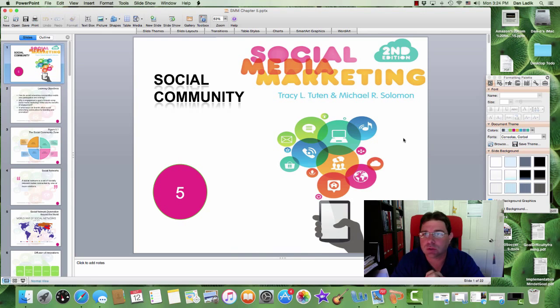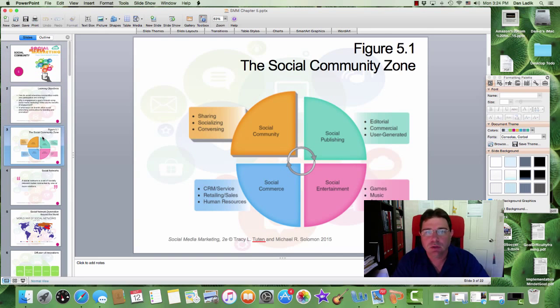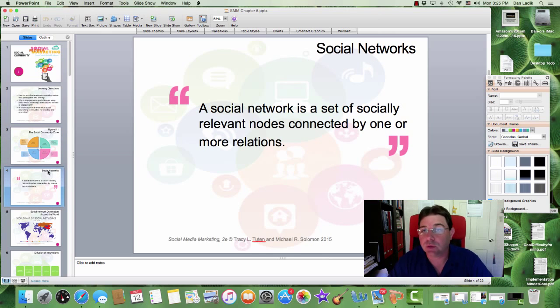This is the first of the 4 zones we're going to walk through in depth. Probably also the one that makes the most sense. Social community here, and again, these are not all mutually exclusive. Social community really is about the sharing, the socializing, the back and forth. This is probably what we tend to think of the most when we talk about social media. This is really where all the social networks that we know of, the big popular sites are.